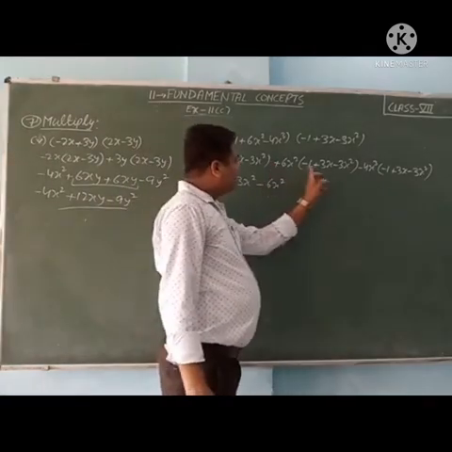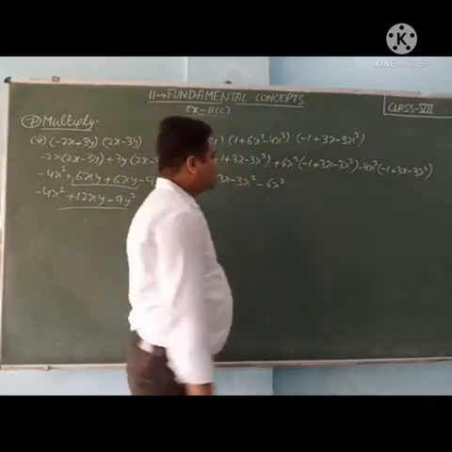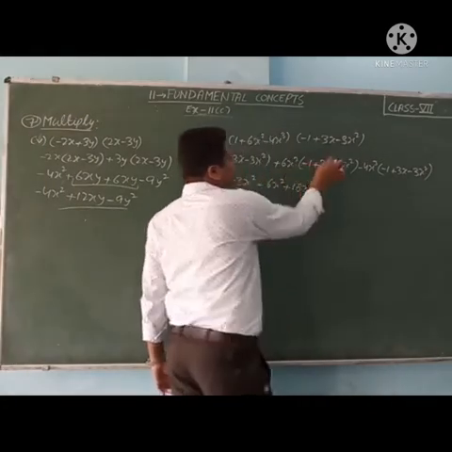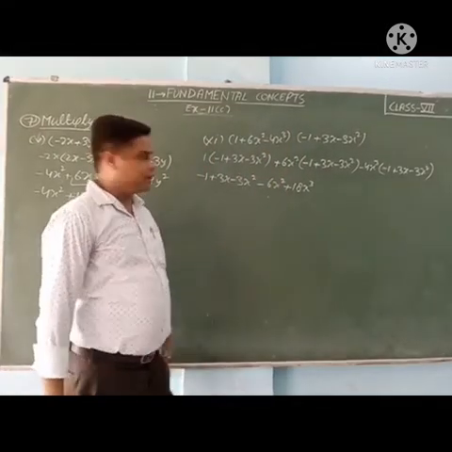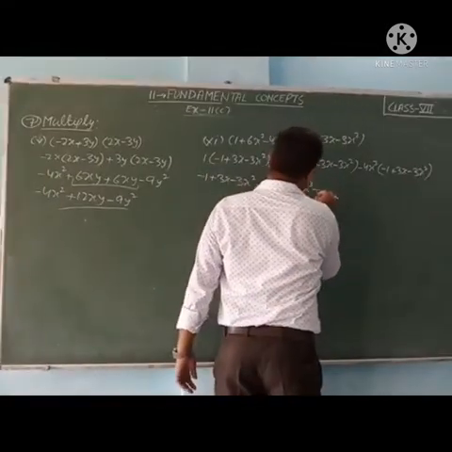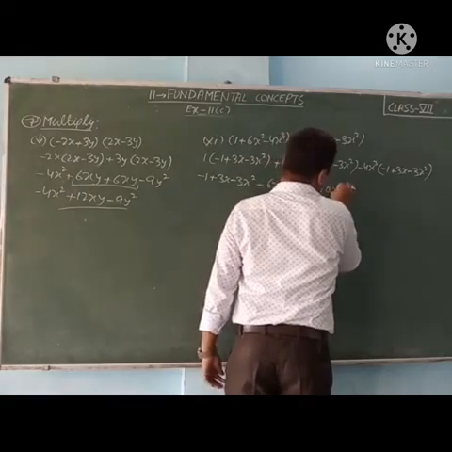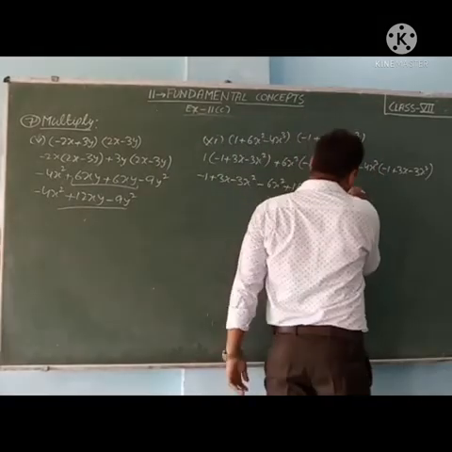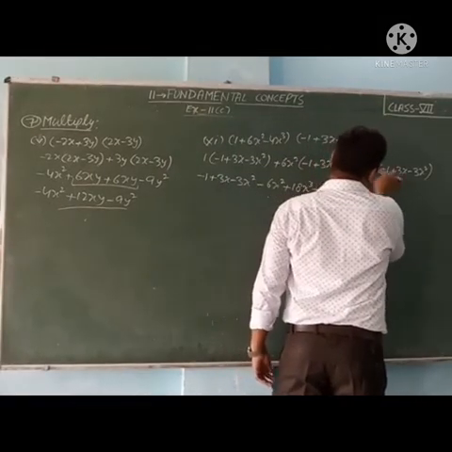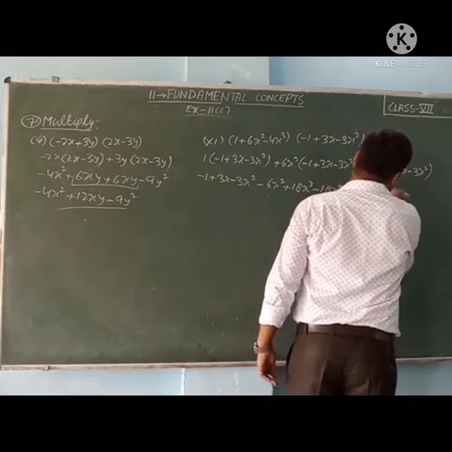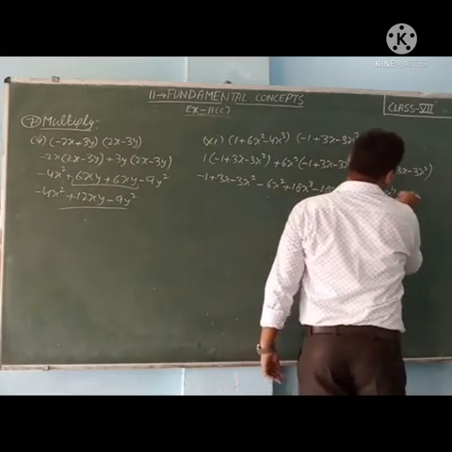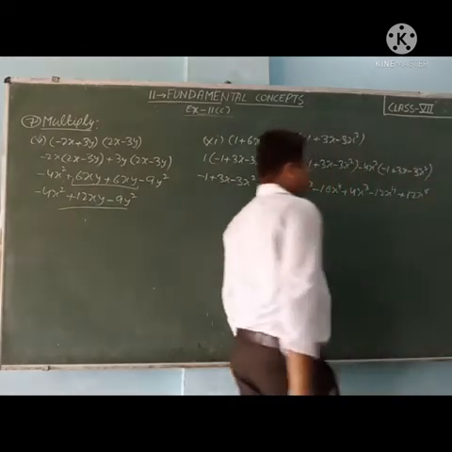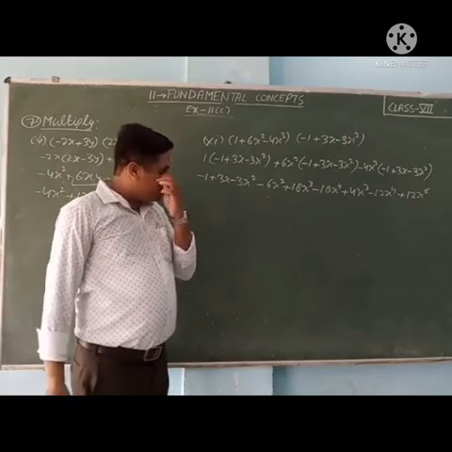Then this one is positive, this one is also positive. 6 threes the 18x cube. How cube? Here x is having power 2, here 1, means 2 plus 1, 3. Then plus minus minus, 6 threes the 18x raised to the power 4. Then minus minus plus 4x cube, minus plus minus 4 threes the 12x raised to the power 4, minus minus plus 4 threes the 12x raised to the power 5. Now students, we will see the like terms.